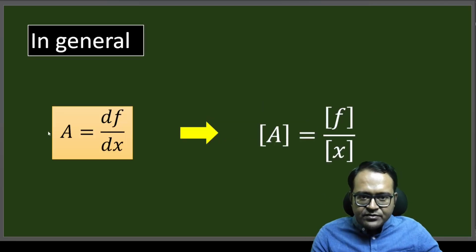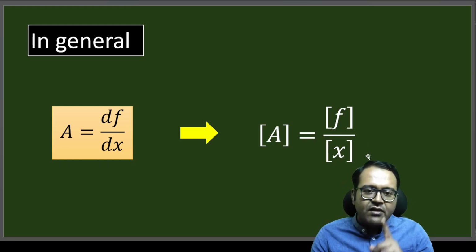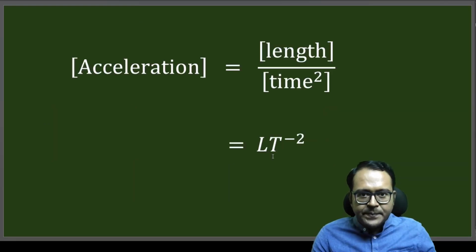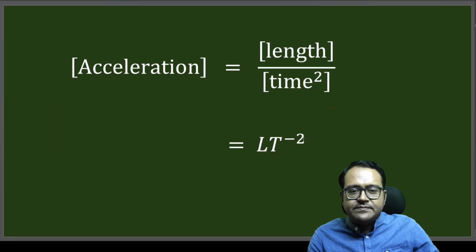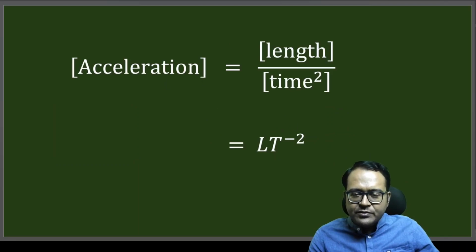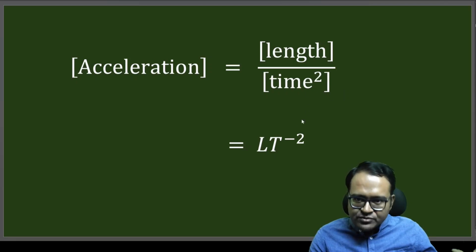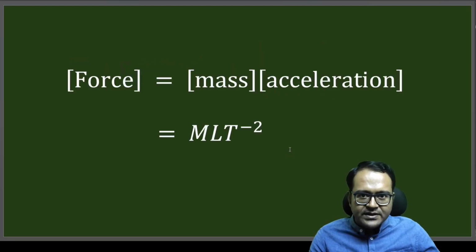In general, if you have any derivative, A equals df/dx, the dimension of A will be the dimension of f divided by the dimension of x. That's it. Application: say acceleration. Acceleration dimension will be the dimension of length by time square. Why? Because acceleration is the derivative of velocity itself. So velocity has dimension of length by time, and acceleration will have the dimension of length by time square. So L T minus 2.